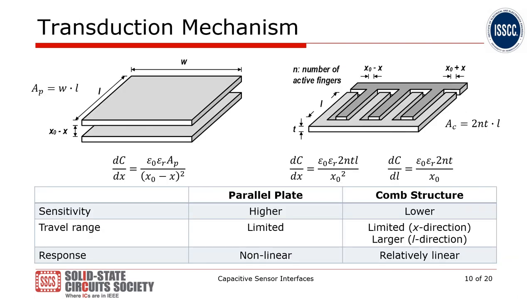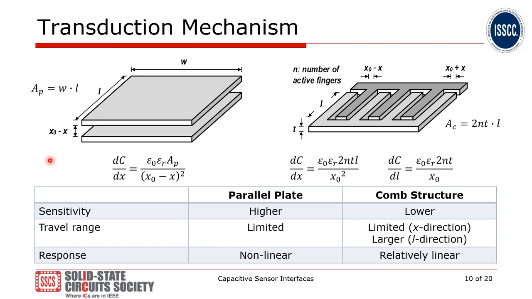Now, let's take a look at the transduction mechanism of capacitive sensors. The physical parameters are transduced into a capacitance change, either by modulating the electrode distance or the dielectric constant between the electrodes. This slide summarizes the basic transduction mechanism of motion-induced capacitive sensors, which can be classified as parallel plate or the comb structure.